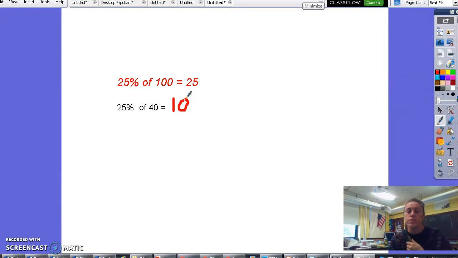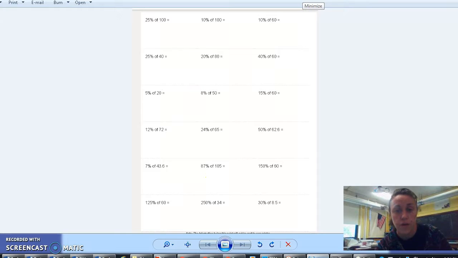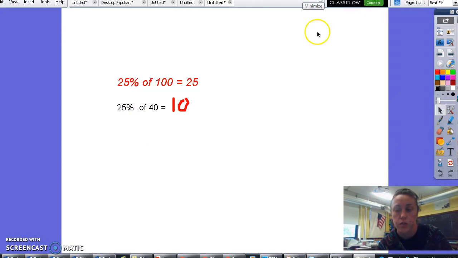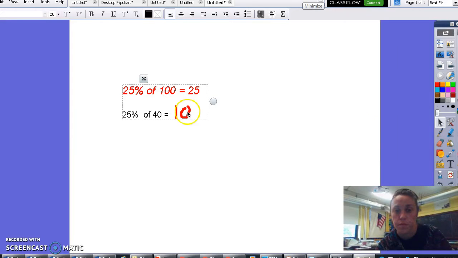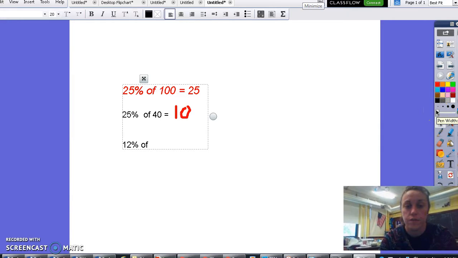See the two different numbers? One thing is that 100 is less than 40, so our answer should be less than that. Okay? Now my next problem I have to look at is 5 out of 20. Actually, let's do this one right here, 12 out of 72. So this is 12% of 72.